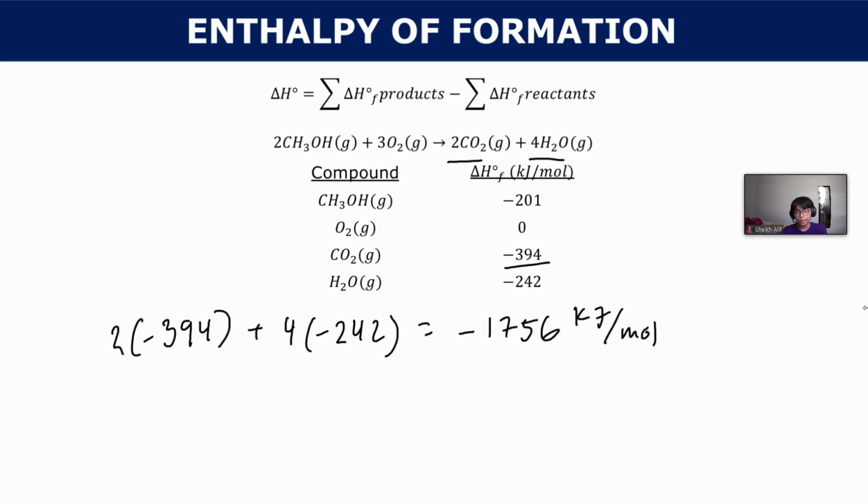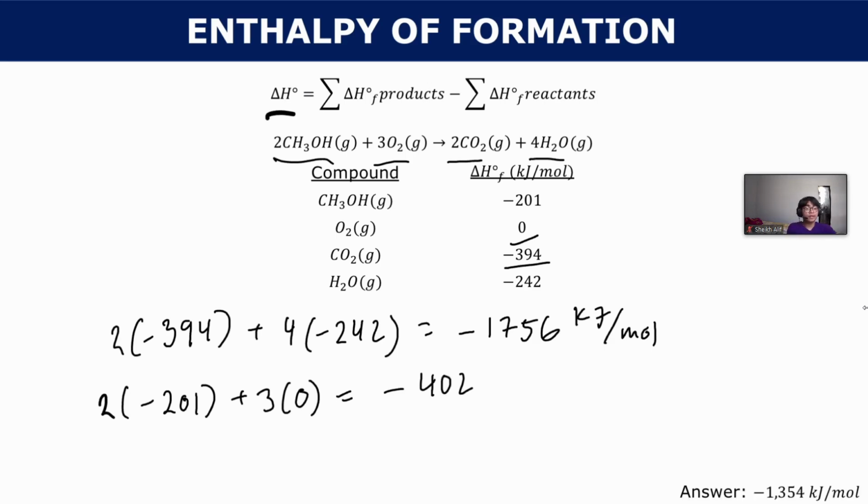Let's determine our reactants. So for reactants, it's going to be 2 times CH3OH, and each of those is negative 201. So that would be that. And then we need to add the 3 oxygens. And remember, oxygen is diatomic and it's in its purest, most stable form, and so it would have a 0. So we would just do 3 times 0, so we really don't need to calculate that at all. And our value would come out to negative 402.